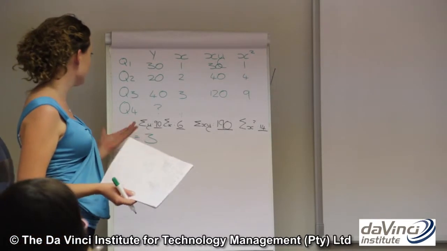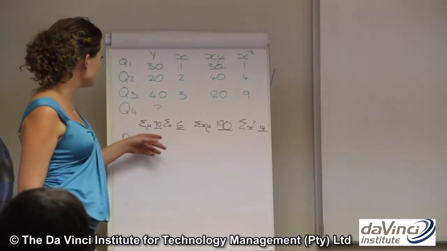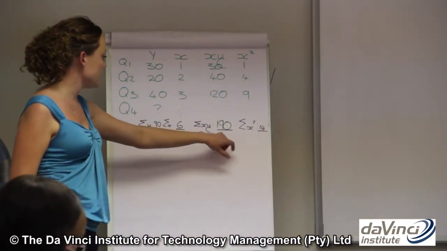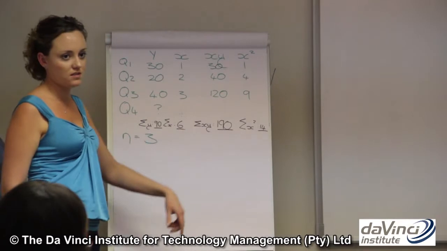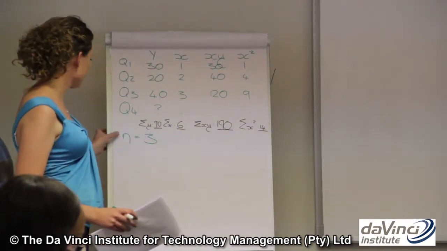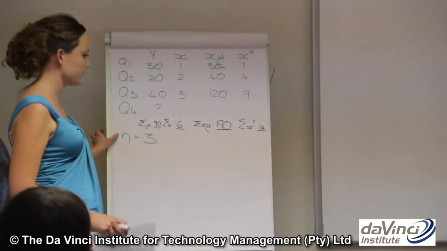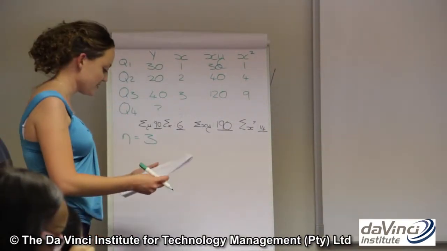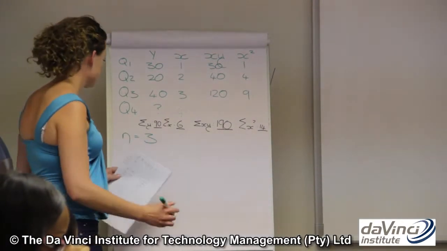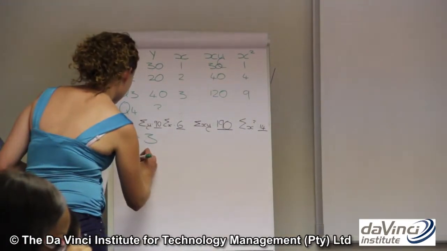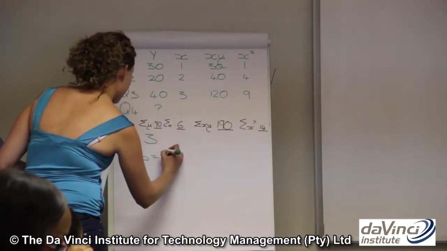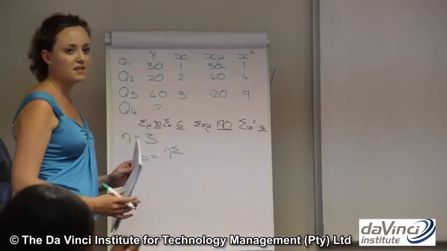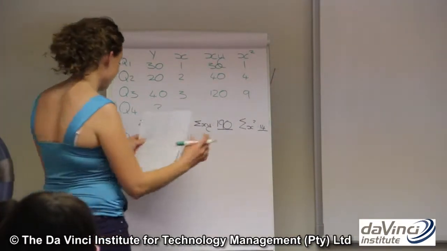With the values for x and y, the sum of y is 90, the sum of x is 6, the sum of xy comes to 190, and for x squared, 40. And the number of observations. So first we calculate b.